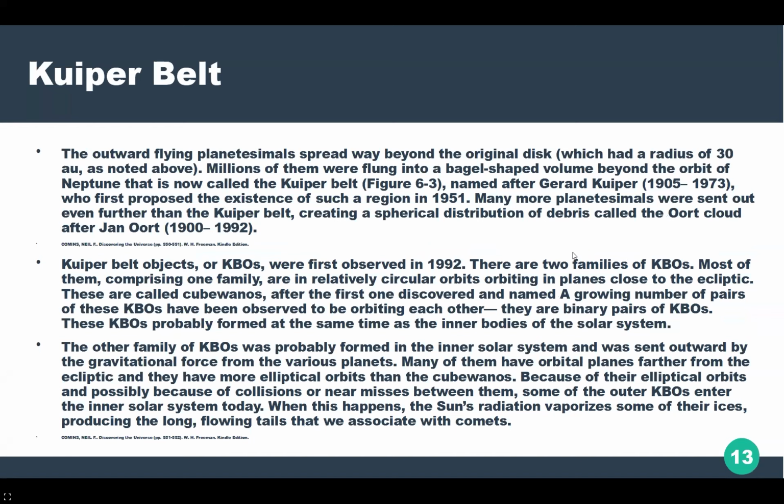These KBOs probably formed at the same time as the inner bodies of the solar system. The other family of KBOs was probably formed in the solar system and was sent outward by gravitational force from the various planets. Many of them have orbital planes farther from the ecliptic, and they have more elliptical orbits than the cubewanos. Because of their elliptical orbits, and possibly because of collisions or near misses between them, some of the outer KBOs enter the inner solar system today. When this happens, the Sun's radiation vaporizes some of their ices, producing the long flowing trails that we associate with comets.